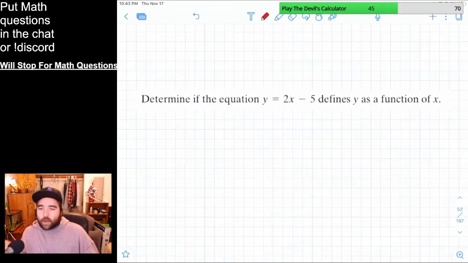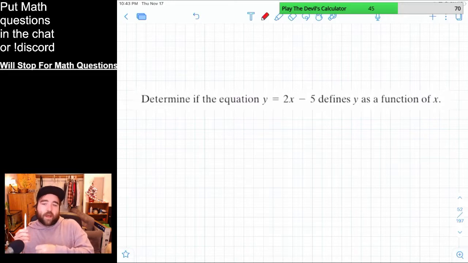So now we're looking at equations. Equations are another way we can represent functions. So determine if the equation y equals 2x minus 5 defines y as a function of x. I would say we should just really think about this. There's a lot of different ways we could draw it out, but just think about it. What do we say a function is? A function is where you put a number in, you only get a singular number out. You don't get two different answers.